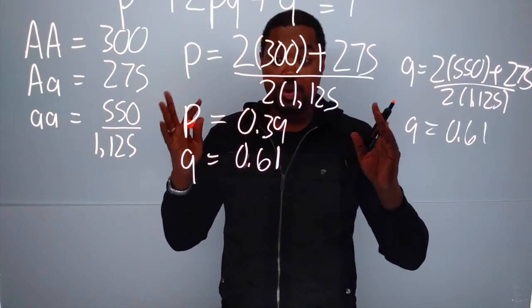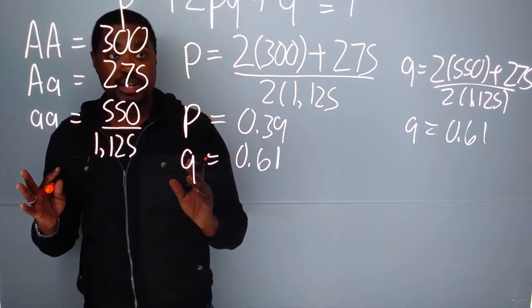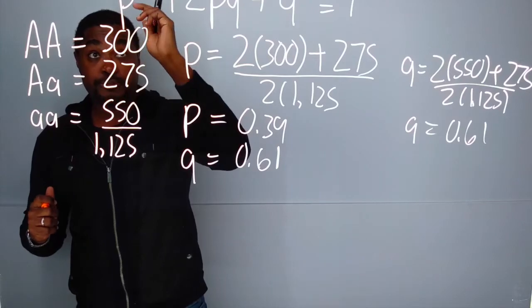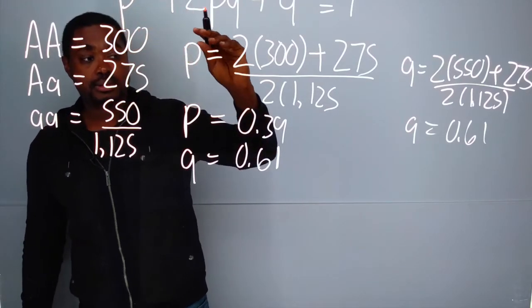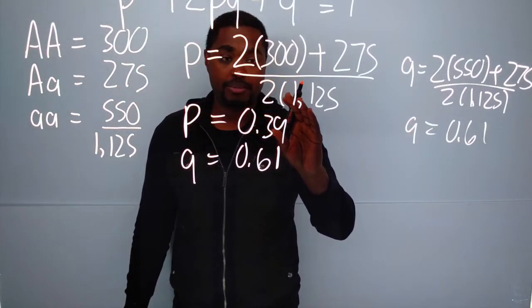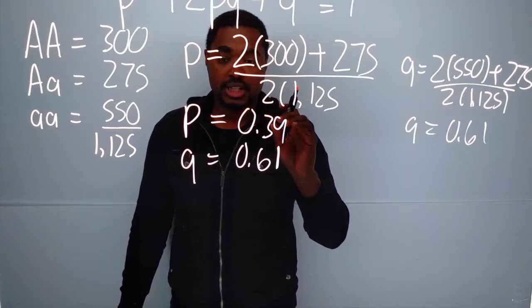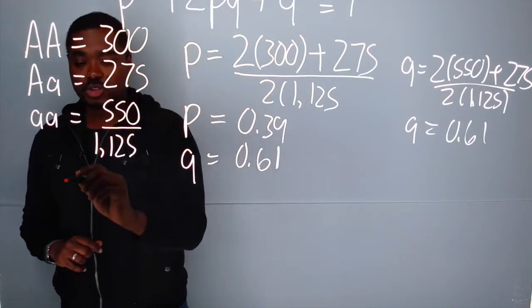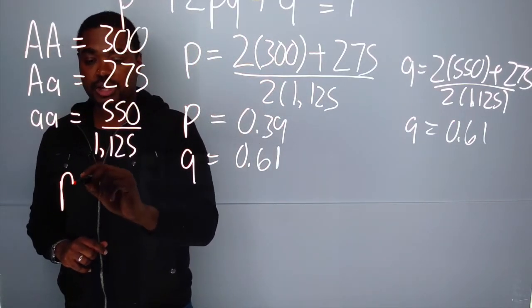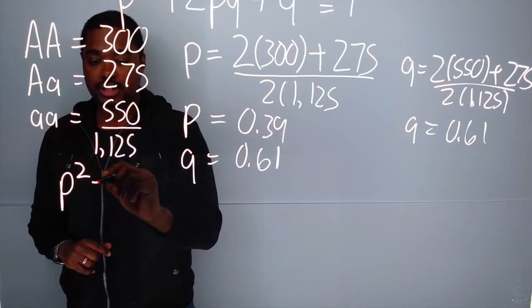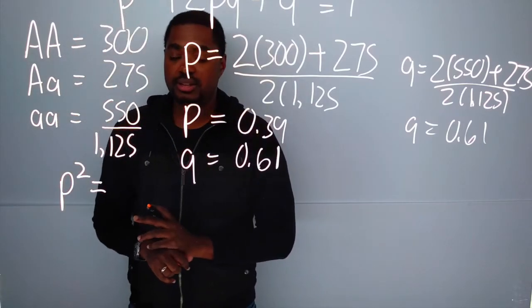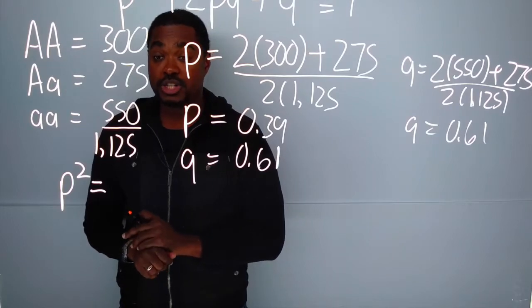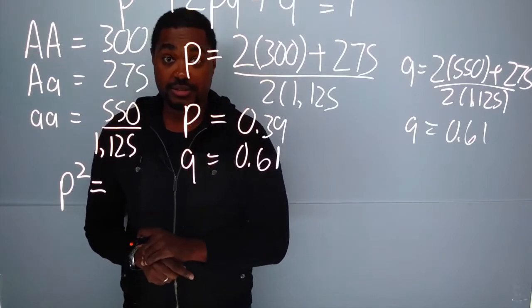Now, to determine whether or not this population is in Hardy-Weinberg equilibrium, you need to calculate the expected frequency of individuals in this population, now that we've calculated these frequencies. So what do we mean by that? You take p squared as representing the frequency of homozygous dominant individuals in the population.